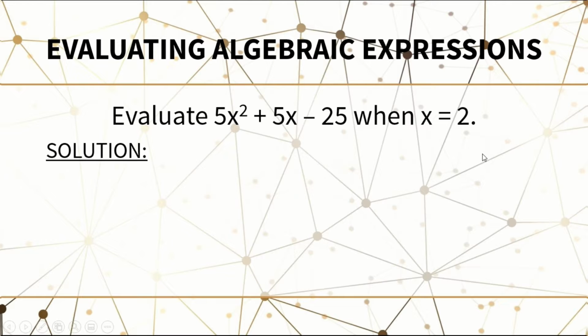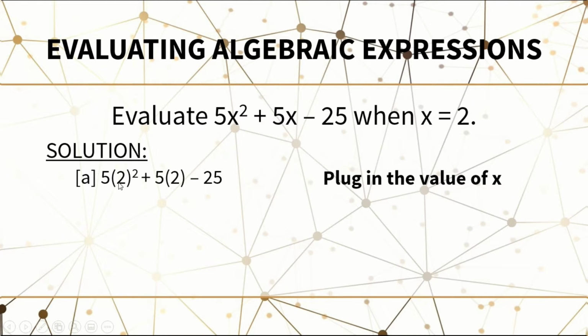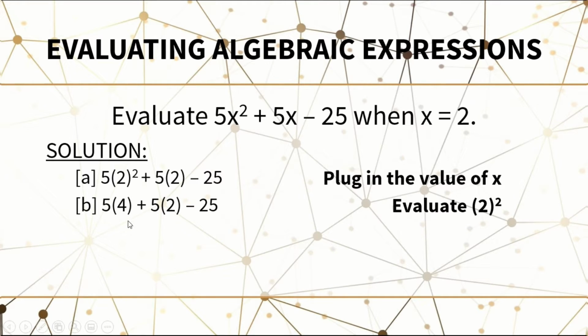So, ang mangyayari dito is, lahat ng x ay magiging 2, tapos this time, we will perform our order of operations. Kung makikita nyo dito, yung 2 squared ay naging 4. Tapos, meron tayong 5 times 4 plus 5 times 2 minus 25. Then, MD na tayo.